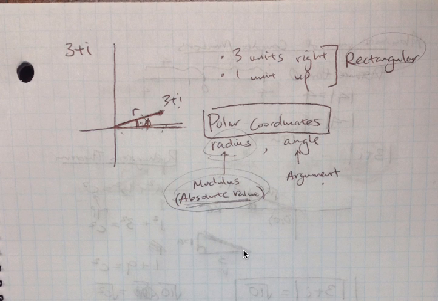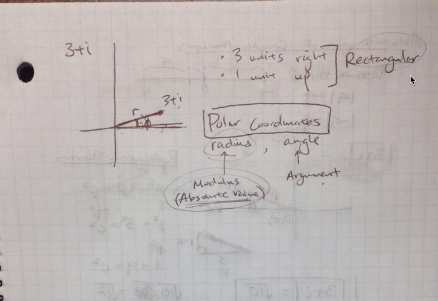Okay, so the way we've been graphing complex numbers, such as 3 plus i, is we say, I want to go 3 units to the right for that real part, and I want to go 1 unit up for that imaginary part. So here I went 3 units to the right, 1 unit up to get to this point. And that's called my rectangular coordinate.